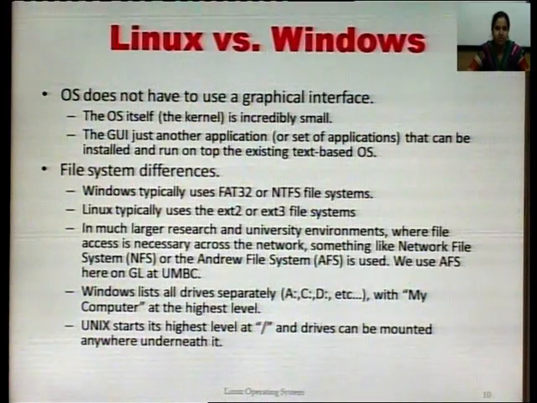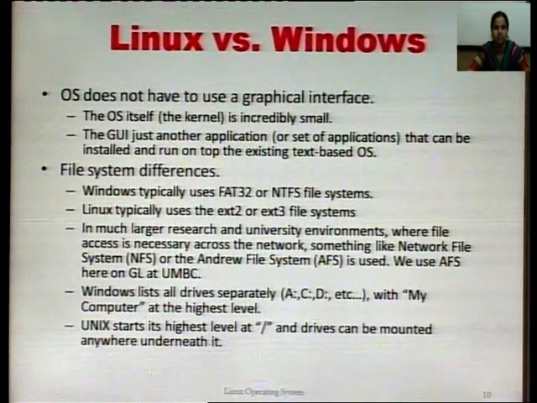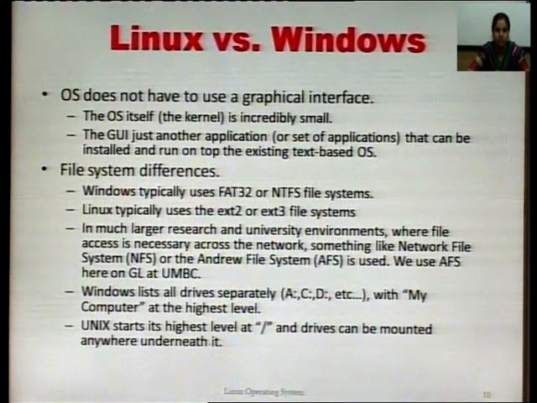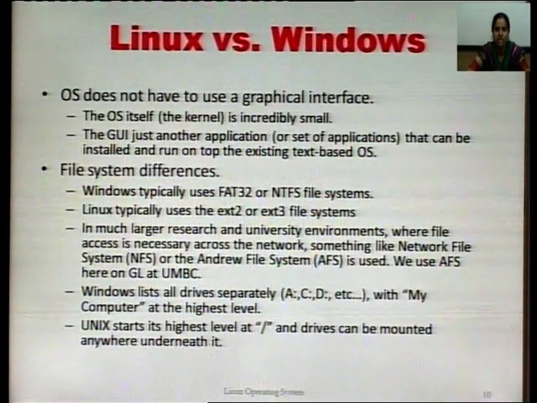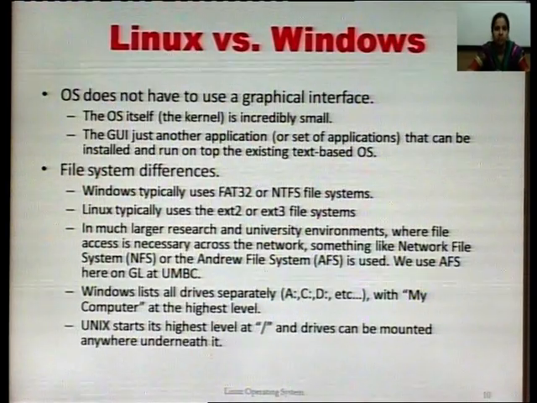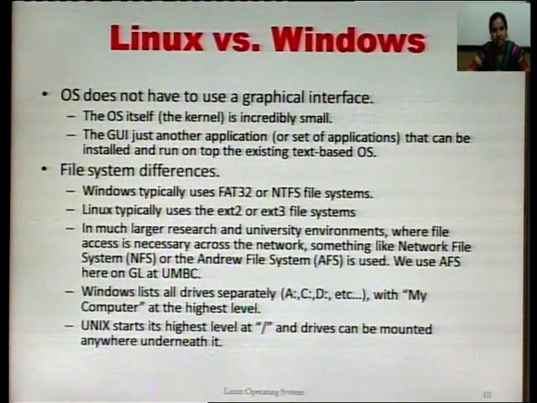So, the file system differences. Windows typically uses the FAT32 or NTFS file system, but Linux typically uses the ext2 or ext3 file system. In much larger research and university environments where file access is necessary across the network, something like the Network File System, NFS, or the Andrew File System, AFS, is used. Windows lists all the drives separately like A, C, D, etc. with My Computer at the highest level, whereas Unix starts at the highest level at the root and drives can be mounted anywhere underneath it.